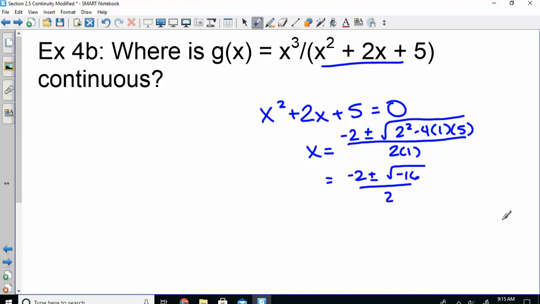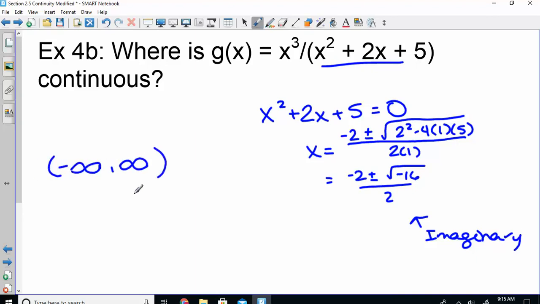Negative 16 under the radical. If there is a negative under your radical, what kind of number is it? Imaginary. So is this ever going to equal 0? No, only for an imaginary number. So because this is imaginary, that means this will be continuous everywhere. No real number is going to make the bottom 0.